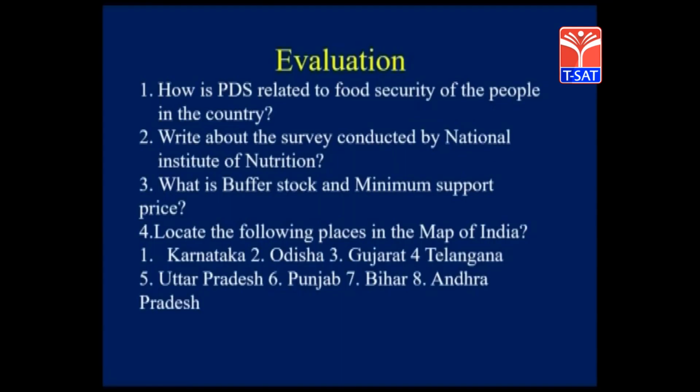Children, read the textbook carefully and try to answer the following questions. The first one is, how is PDS related to food security of the people in the country? The second question is, write about the survey conducted by National Institute of Nutrition. The third one is, what is buffer stock and minimum support price? The fourth question is, locate the following places on the map of India: Karnataka, Odisha, Gujarat, Telangana, Uttar Pradesh, Punjab, Bihar and Andhra Pradesh.